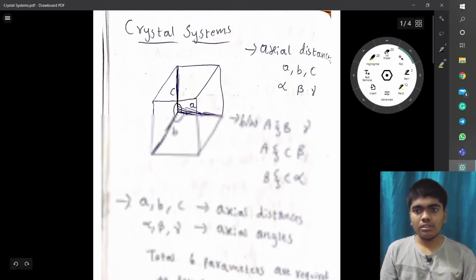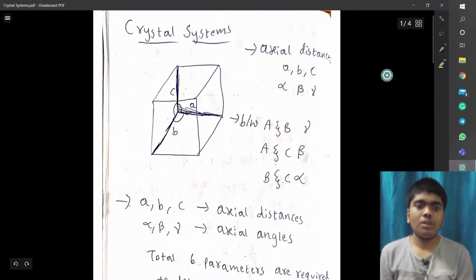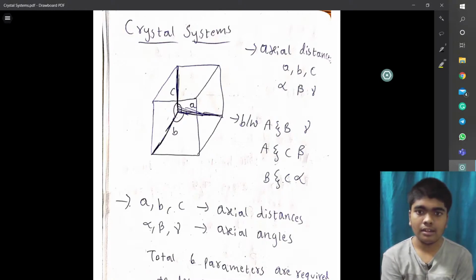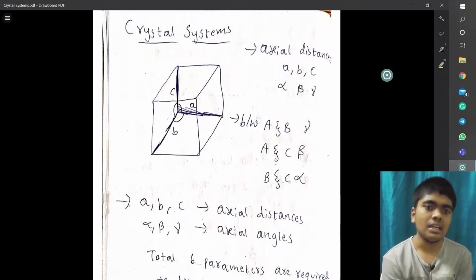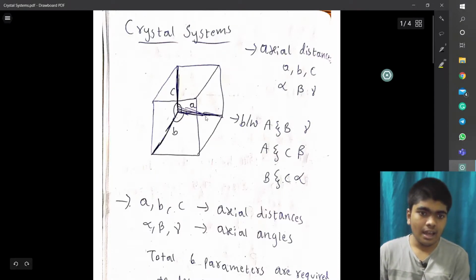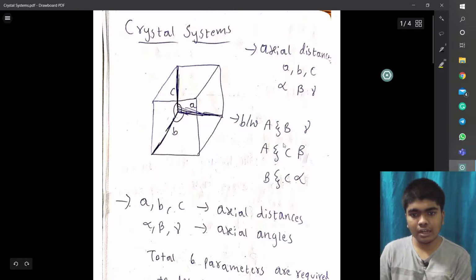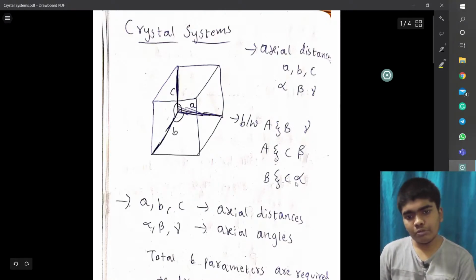Crystal systems is one of the important topics in this quantum physics. Before getting to this topic, we need to be aware of a few small things, like axial distances. A, B, C are known as the axial distances, and the angles are called alpha, beta and gamma. Between A and B there should be only gamma, between A and C there should be beta, and between B and C there should be alpha. This is the main thing we need to remember.